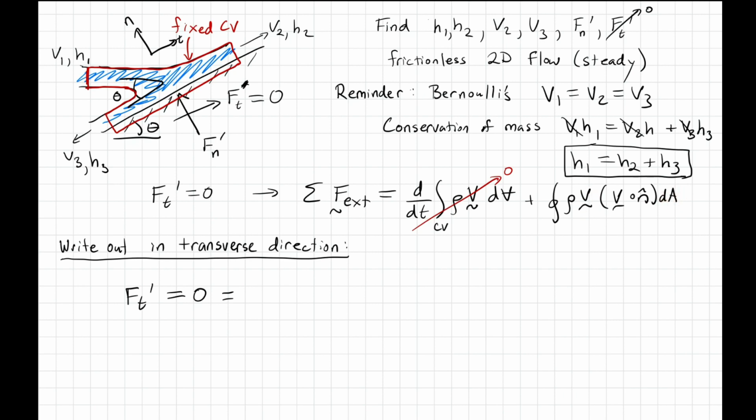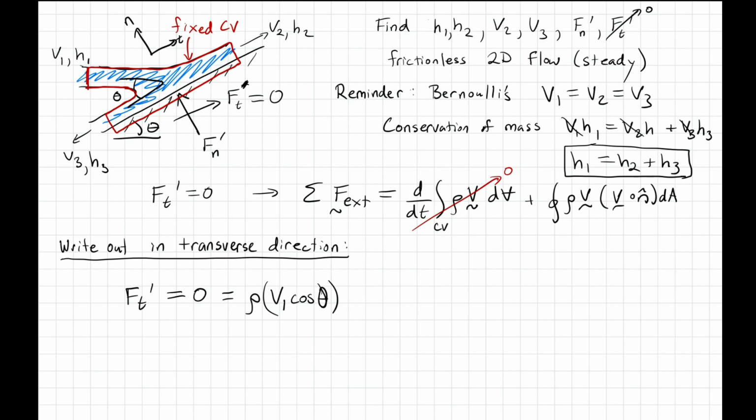So, for example, at the inlet, that's at this location up here. The value of this integral is just rho times v. So what is v projected onto the transverse direction? I have to take v1, which is the magnitude of the velocity, and project that onto the transverse direction. So the magnitude would be v1 cosine theta, because I only want this transverse component.